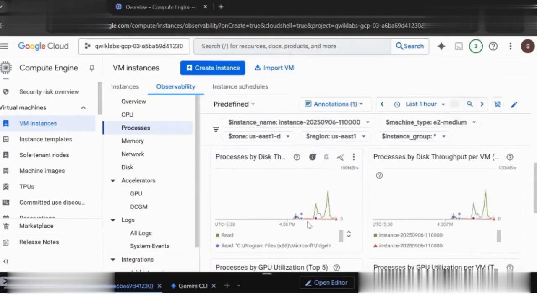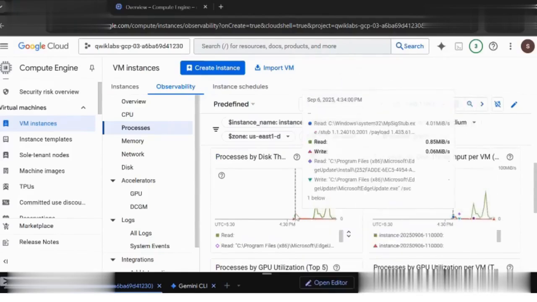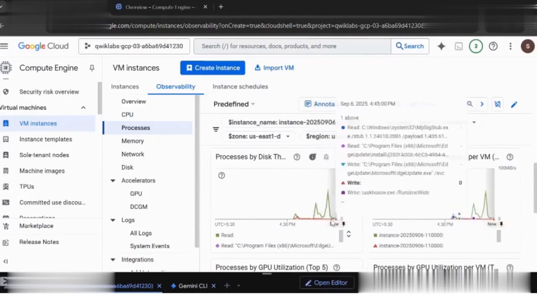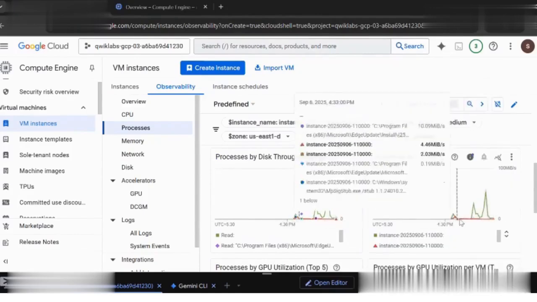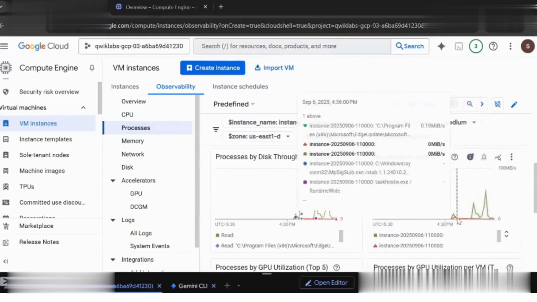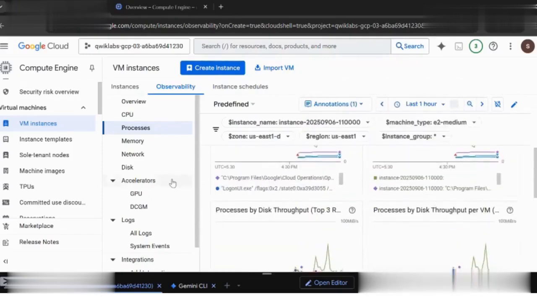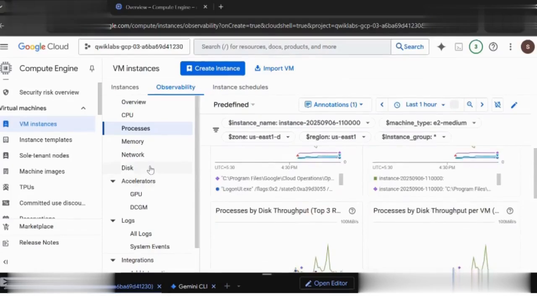For storage, disk throughput by process and virtual machine charts identify the most input-output intensive workloads, often linked to data-heavy tasks like backups or databases. These insights let us trace every spike in CPU, memory, or disk directly back to the process responsible, enabling better performance tuning, cost control, and energy efficiency. With this, we have walked through all major monitoring graphs in the GCP console.